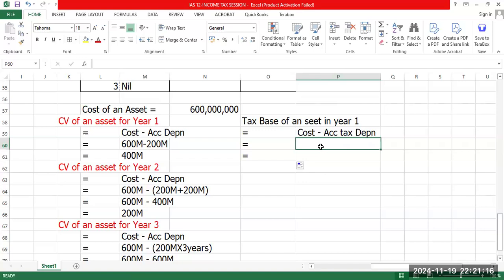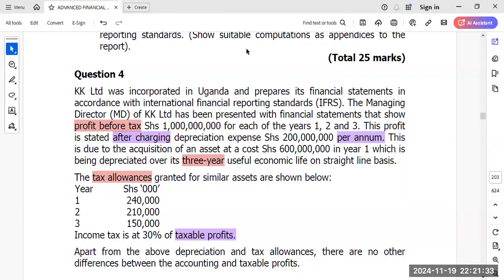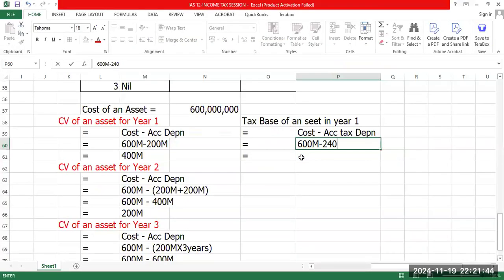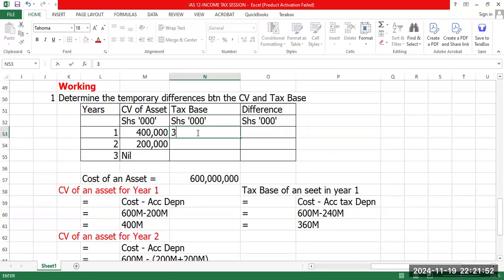So the cost will remain the same, 600 million. We subtract, what is the tax depreciation for year 1? Tax allowance is 240. So here I say minus 240 million. How much do you get? 360 million, okay? You record it here. 360 million, which is the same as this.